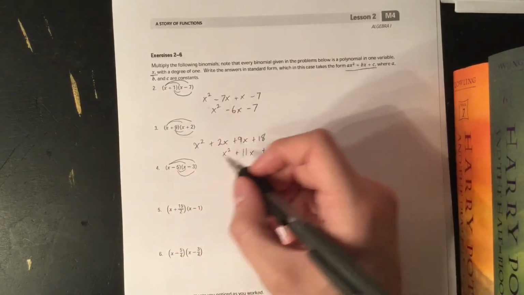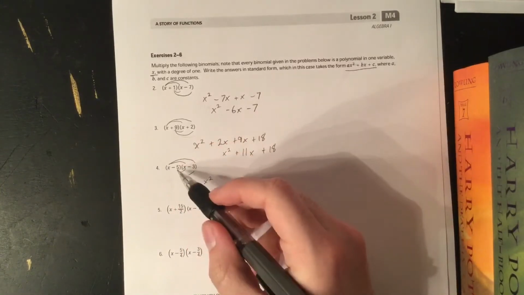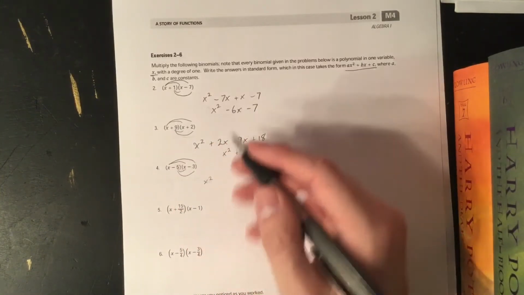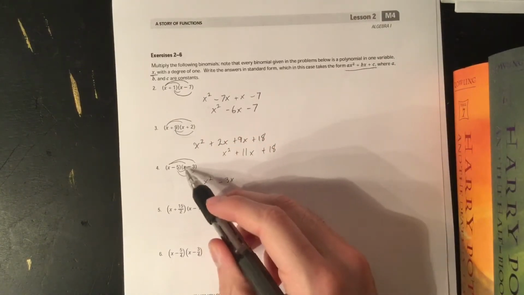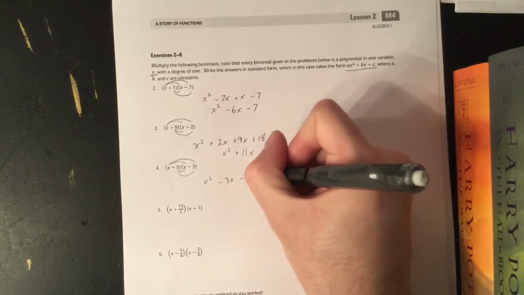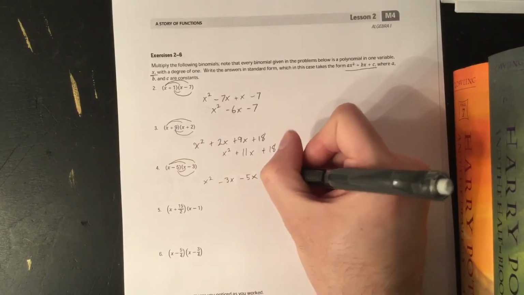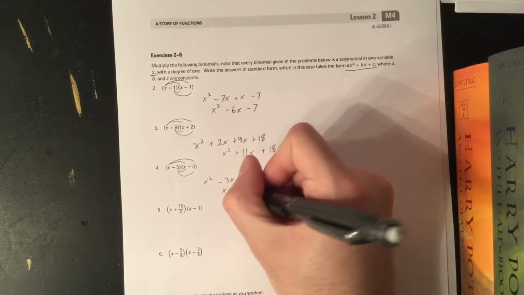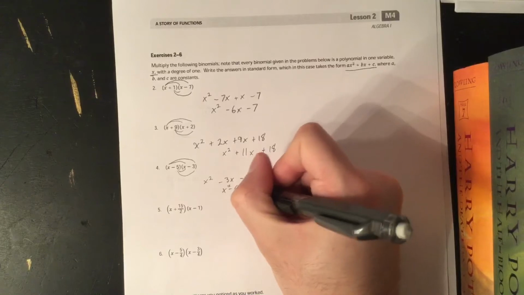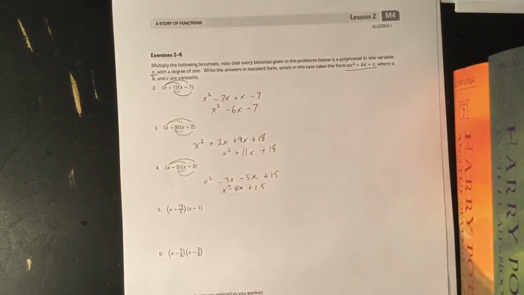Next one, you're going to do the same thing. First, outside, inside, last. So x times x, x squared as always. And we'll do outside, so x times -3, so it's minus 3x. Then -5 times x, so it's a -5x. And then -5 times -3, it's going to be a positive 15. So again, you'll combine the like terms. X squared minus 8x plus 15.